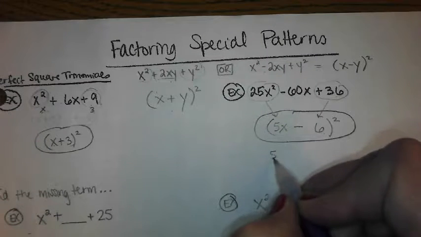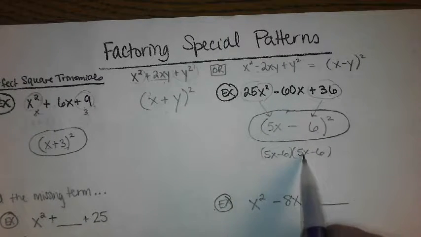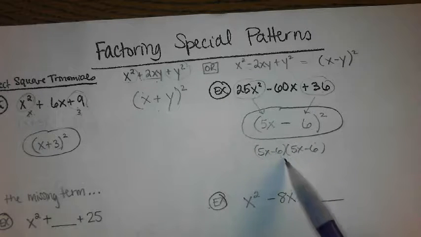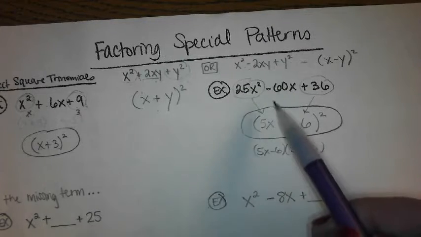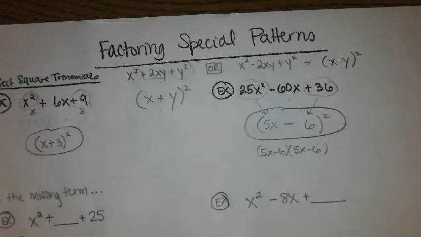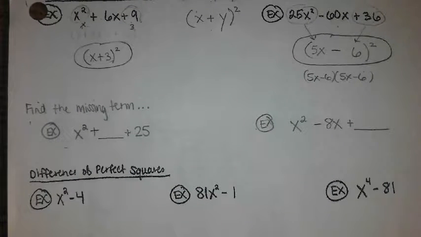Okay? If you wanted to check it based on the guess and check method, you could look. First times first does give us 25x squared. Your outer gives you negative 30x. Your inner gives you another negative 30x. That's kind of why that middle one ends up being double. And then your last times your last gives you positive 36. Does this make sense? Okay? So I added these two, and I want you to do the same. Write those in on your notes, where we're going to find the term that's missing that would make these perfect square trinomials.